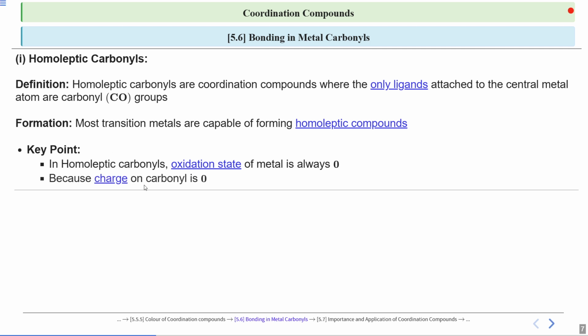Why is it so? Because the charge on the carbonyl is 0, which will cause the oxidation state of the metal to which it is bonding to be 0. So this is the key point: when you take the example of a homoleptic carbonyl where the central metal is only attached with the same ligand, that is the carbonyl group, the oxidation state of the metal is always 0, because the charge on the carbonyl itself is 0, which is why the oxidation state of the metal will be the lowest possible, or 0.